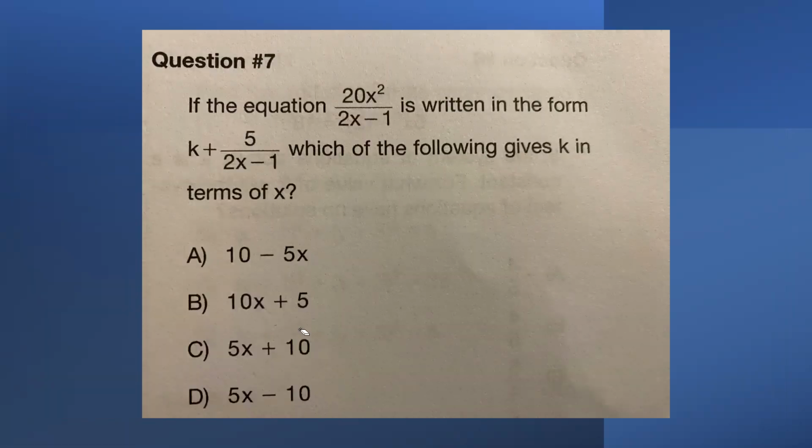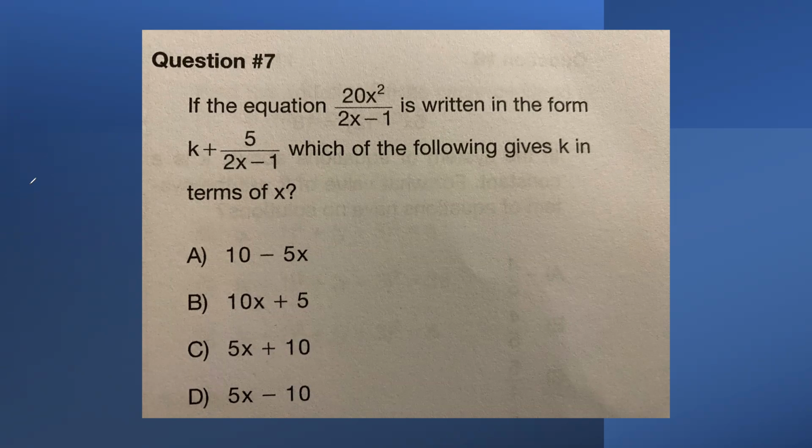Okay, so what we have to look at in this question is that the equation 20x² over 2x minus 1 is in the form k, that just means a quantity, plus 5 over 2x minus 1. Notice the denominators being the same, 2x minus 1. So if we have 5 over 2x minus 1, that's a remainder. That means that we're looking to divide 20x squared over 2x minus 1.